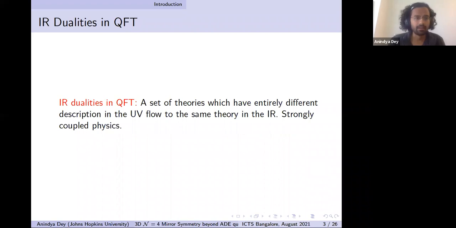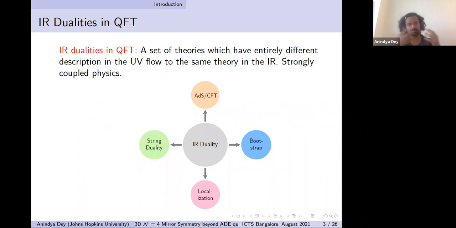So the main player in this whole business is IR dualities in QFTs. So a set of theories which have entirely different descriptions in the UV, let's say different Lagrangians, may flow to the same theory in the infrared. So this is what we mean by IR duality. And generally speaking, this IR theory might be a strongly coupled theory. So there is an interplay between duality and strongly coupled physics. There are various ways of probing IR dualities in QFT.